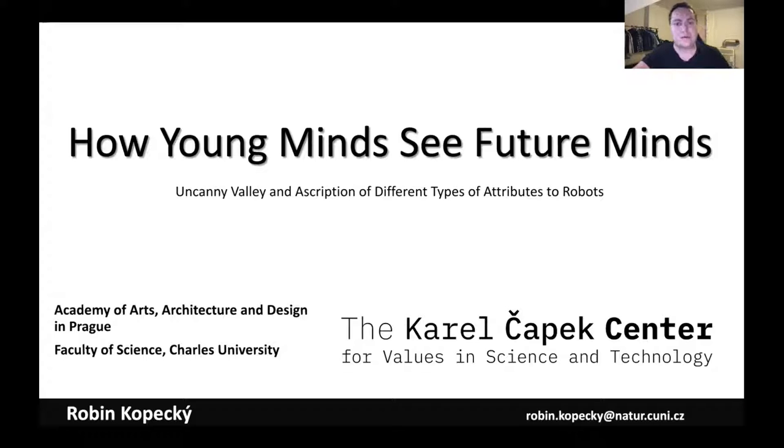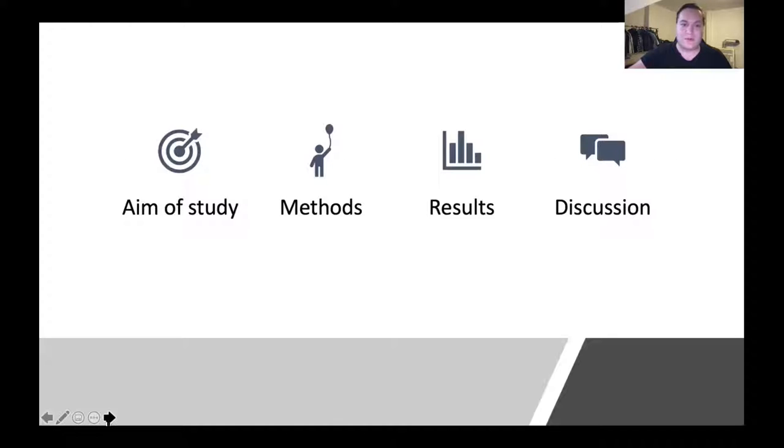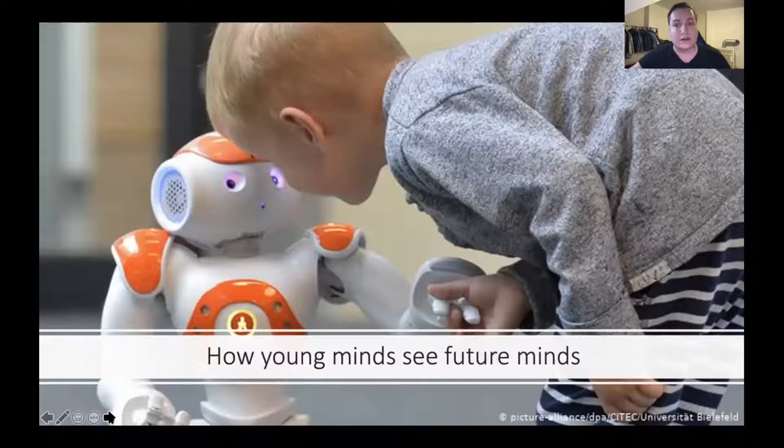My talk is about two concepts, the uncanny valley, and the ascription of types of attributes to robots, all by children. Okay, the general scheme of the talk is the classical one, from aim of study, methods, results, leading to the discussion. The motivation is very simple: in the coming future, we will be interacting with technology quite intimately.